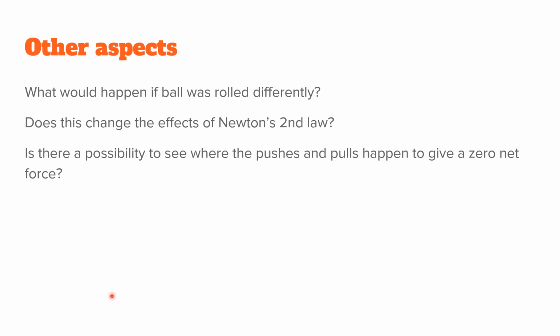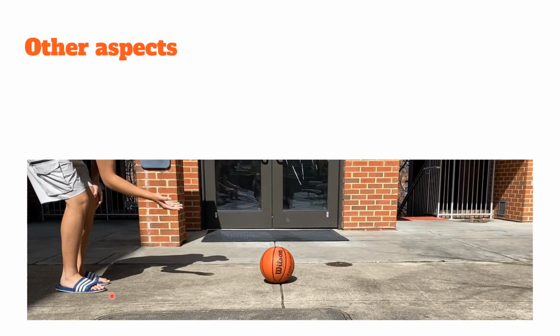Is there a possibility to see where the pushes and pulls happen to give a 0 net force? We can show this by normal force and gravity. Gravity is pulling the ball down while normal force is pushing against that, but it cancels out and it becomes 0.